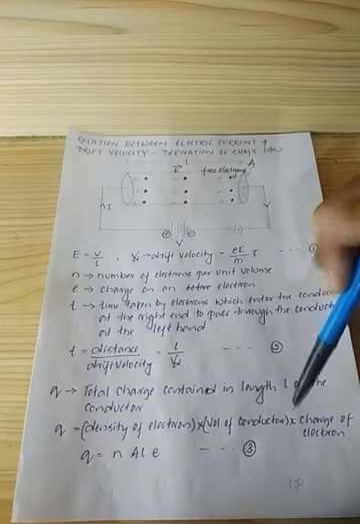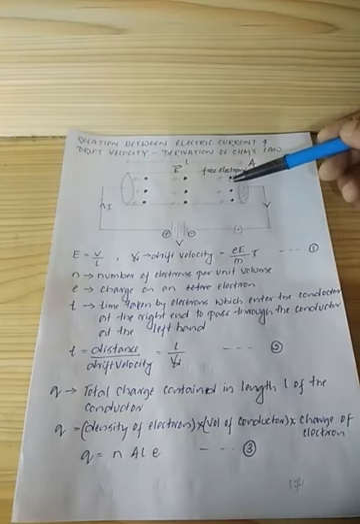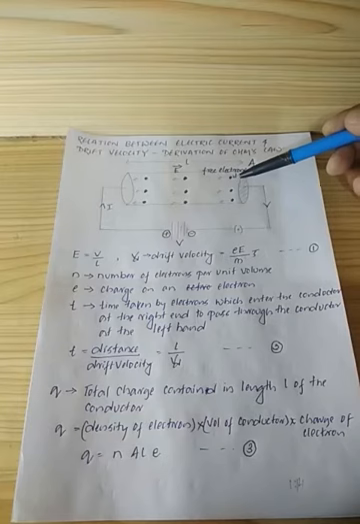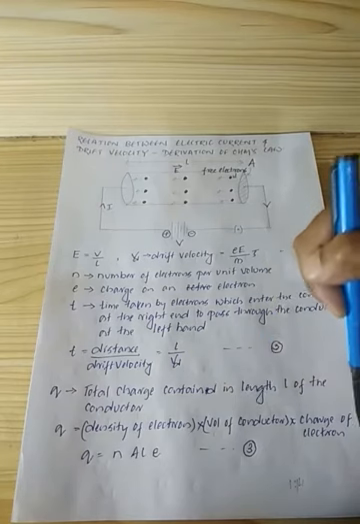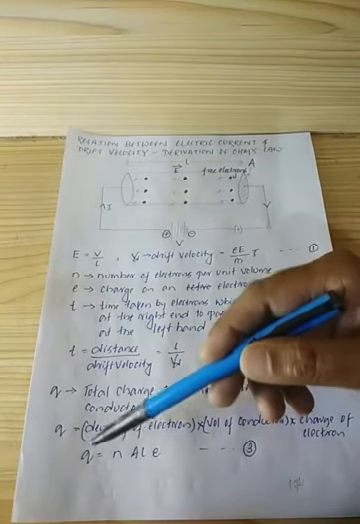Now Q is the total charge contained inside the conductor. We can calculate the total charge using this formula: total charge equals density of the electrons into volume of the conductor into charge of the electron. So Q is equal to NALE.